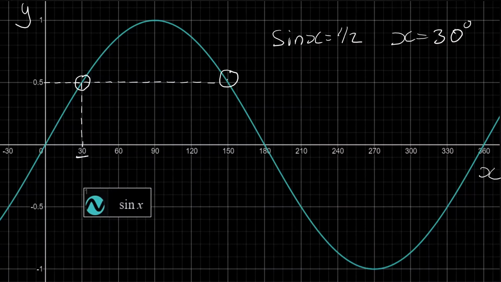And no matter how many times you put inverse sine of a half in your calculator, you're not going to get out the second answer, which we can see should be 150. So how do we get the second answer?